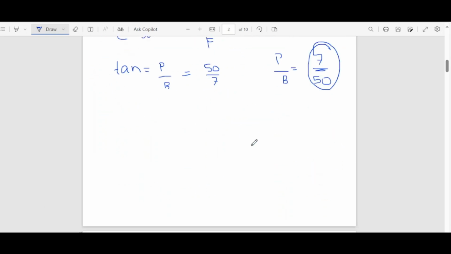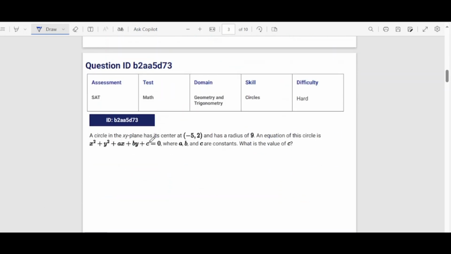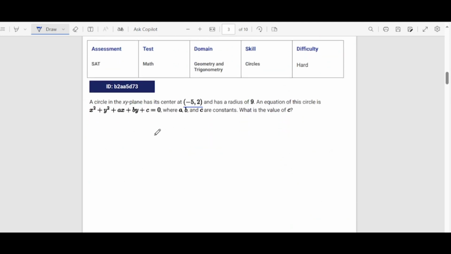Next question. A circle in the xy plane has its center at (-5, 2) and a radius of 9. The equation of this circle is this, where A, B, and C are constants. What is the value of C? There's a step-by-step way to solve this question because it seems a bit tricky at the start, but it will become simple.